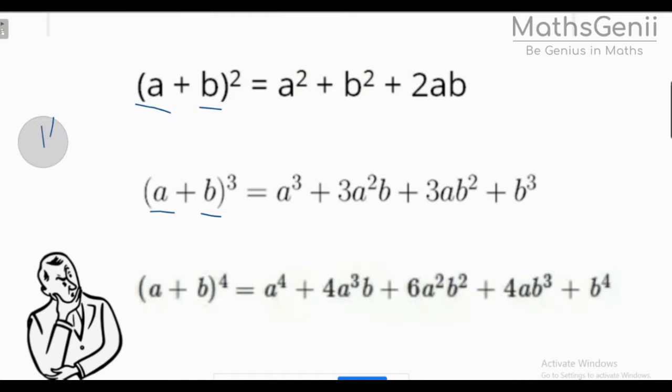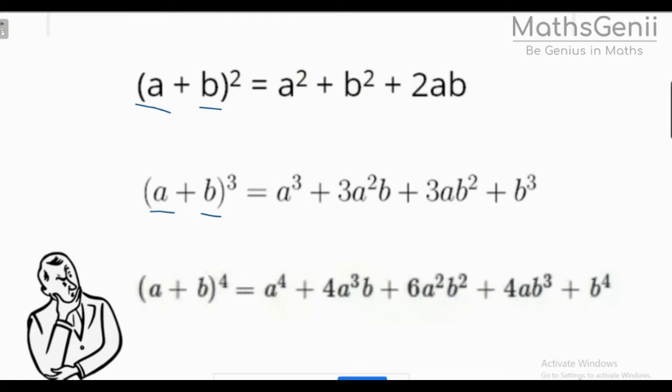But then why did we ever have the need of finding out a binomial theorem? If I ask you (a plus b) raised to 100, are you going to calculate it? And if I ask you, in that (a plus b) raised to 100, what is the 57th term? How are you going to calculate that? So with binomial theorem, all this is possible.